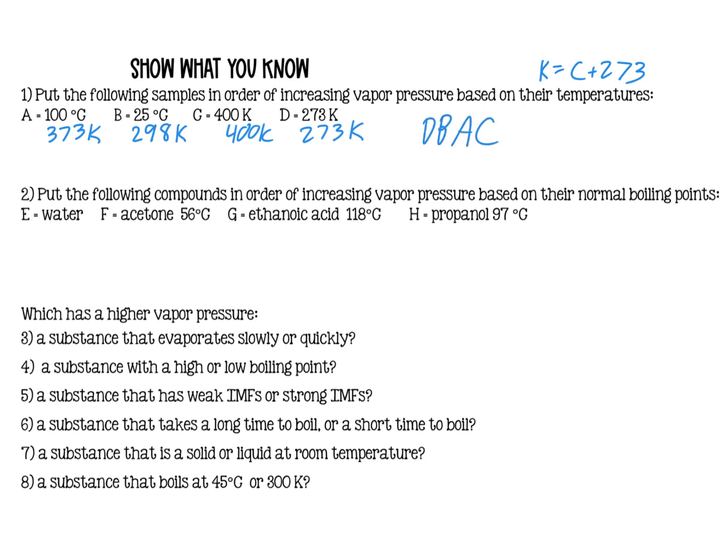For number 2, we're going to put the following compounds in order of increasing vapor pressure based on their normal boiling points. Notice how each of these normal boiling points is given in degrees Celsius. So acetone is 56 degrees Celsius, ethanoic acid is 108 degrees Celsius, and propanol is 97 degrees Celsius. We also know that water's boiling point is 100 degrees Celsius. Remember, vapor pressure will increase as boiling point decreases. That means that in order we have G, E, H, F.